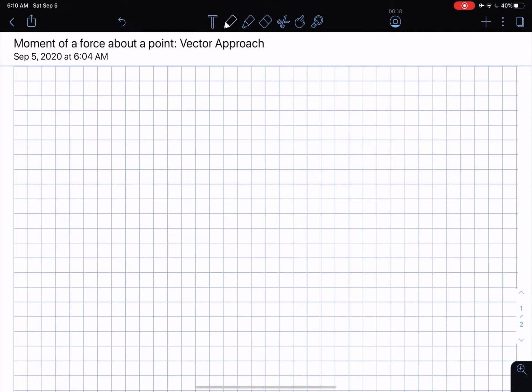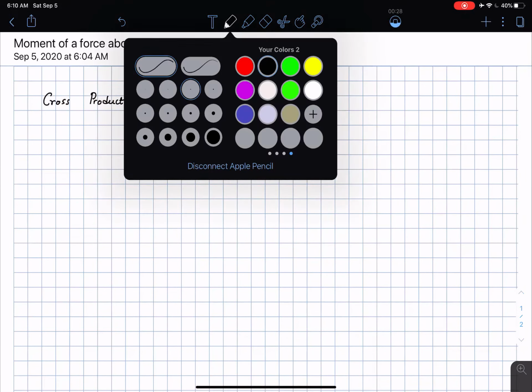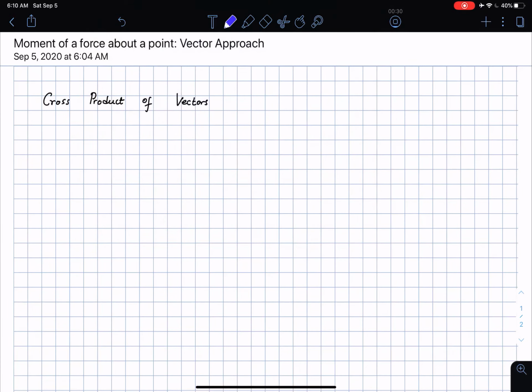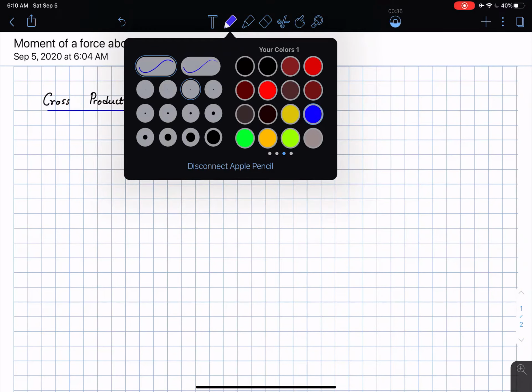Okay, so cross product of vectors. And you'll see why I'm going to talk about this in a brief minute. But let me first define the cross product. The basic idea is very simple.